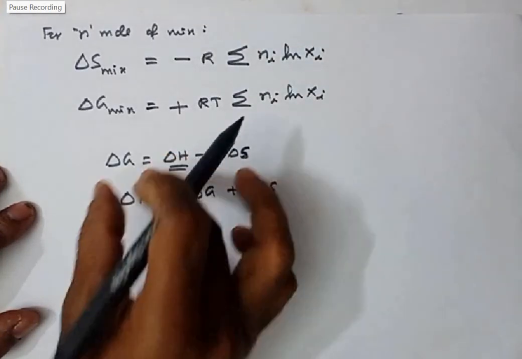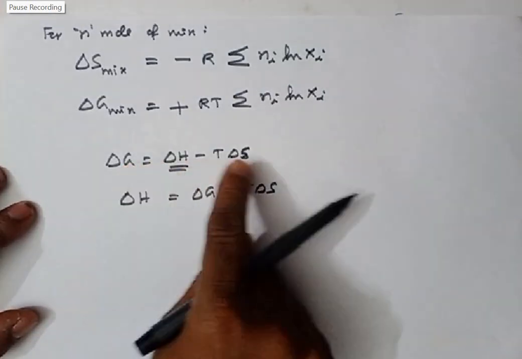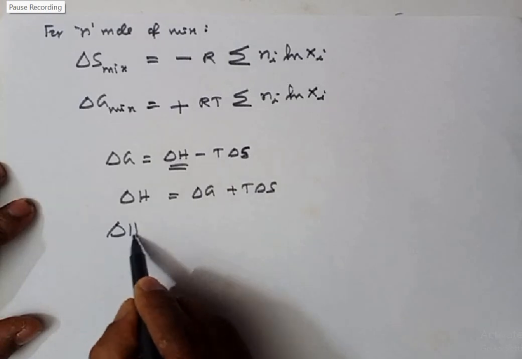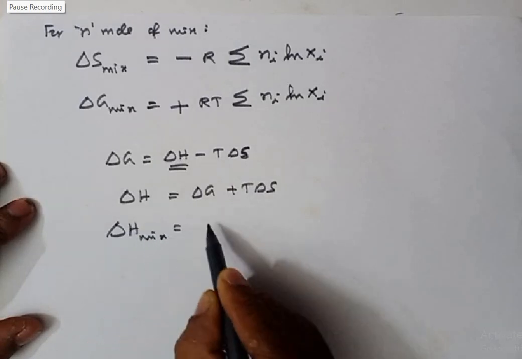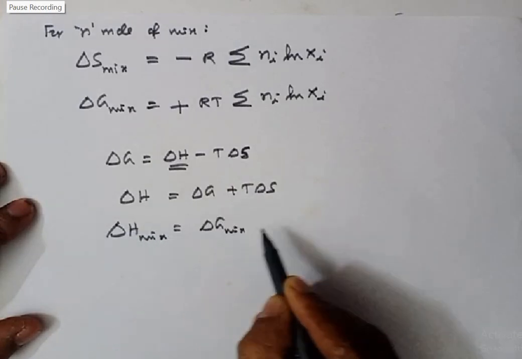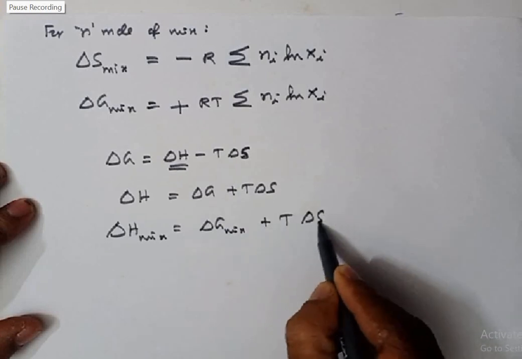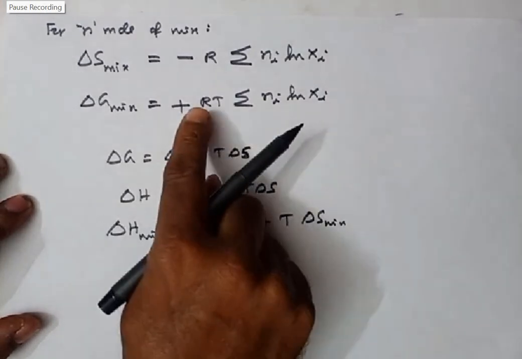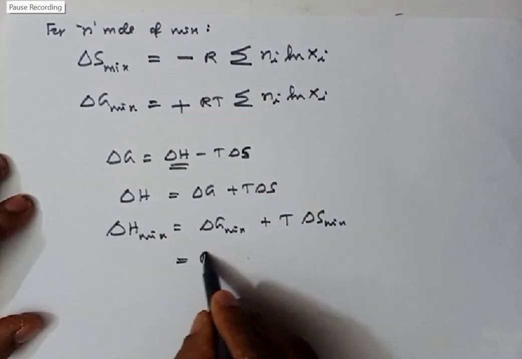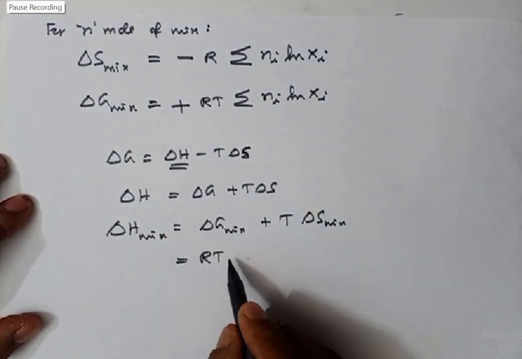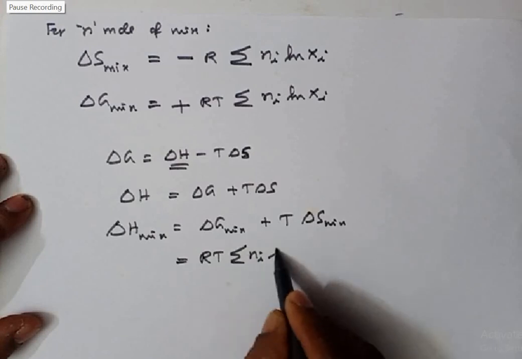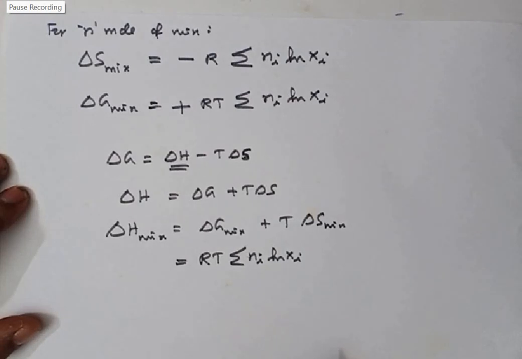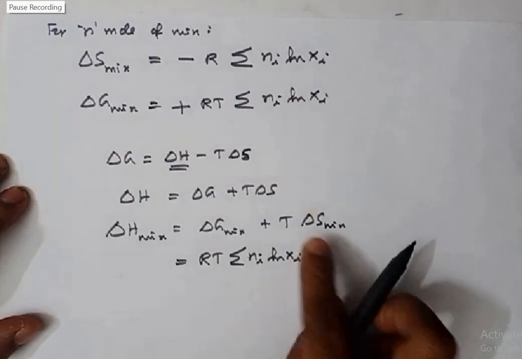Bring this term to the left hand side. So delta H is equal to delta G plus T delta S, correct? Now delta H mixing equal to delta G of mixing plus T into delta S of mixing. What is delta G mixing? RT summation of Ni ln Xi, correct? This is delta G mixing. Right? What is delta S mixing?